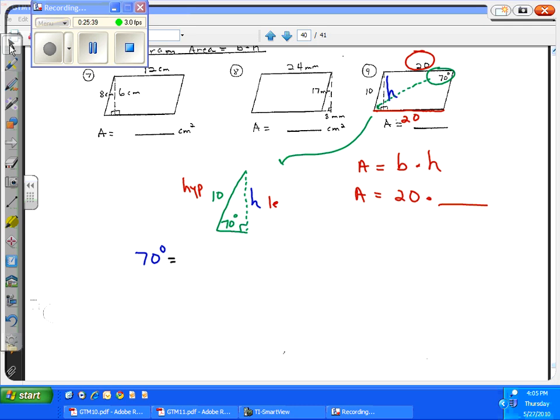The H is the leg opposite. Leg opposite, hypotenuse is sine. Sine says you put leg opposite over hypotenuse. So we have our trigonometric ratio. We can solve by cross multiplying, or we can undo division by multiplication. Either way, we get height is 10 sine 70.